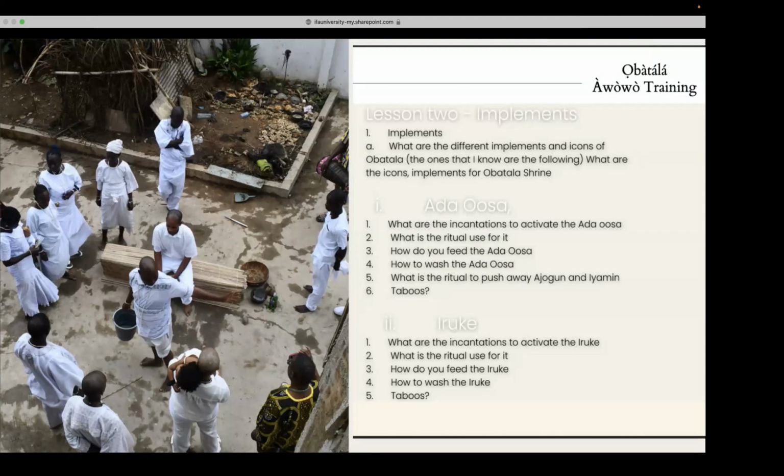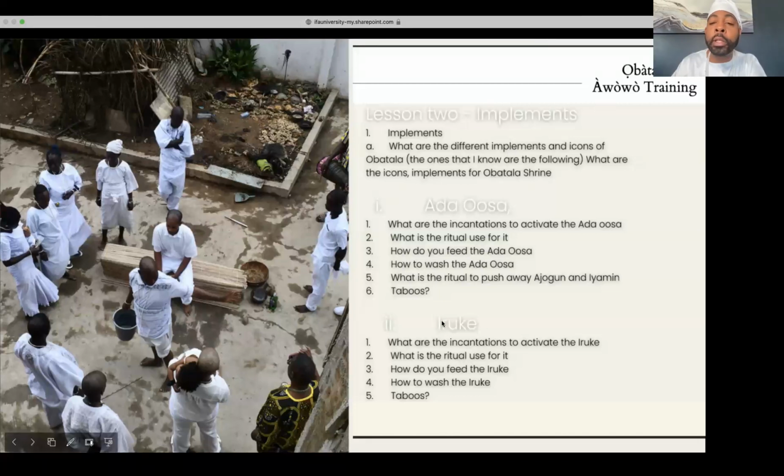The taboos. Are you saying the taboos that are attached to these implements? Are there any taboos or anything like that for these implements, for the airing and for the ajija? There is no taboo. Okay, gotcha. I was just curious.